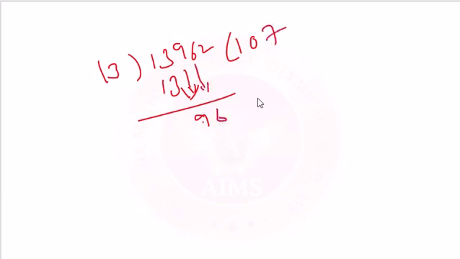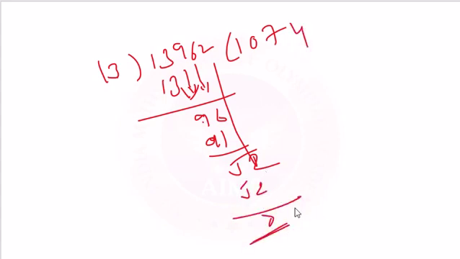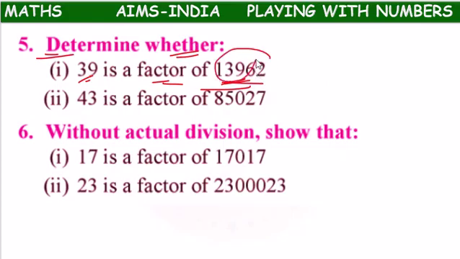13 times 7 is 91, 5 is remaining. Next we carry down the number 2, 52. 13 times 4 is 52, remainder 0. As the remainder is 0, we can say that it is a factor. 39 is a factor. Next one, you can do as homework. You can divide in the same manner and find whether it is a factor or not.